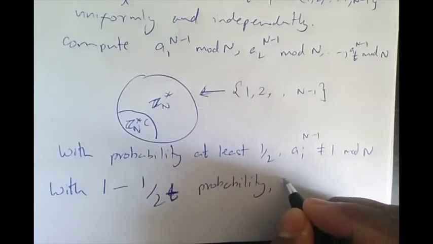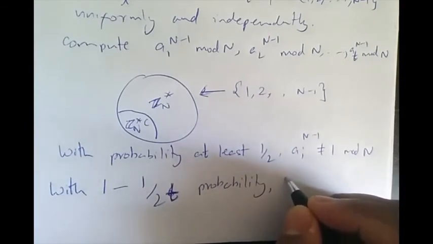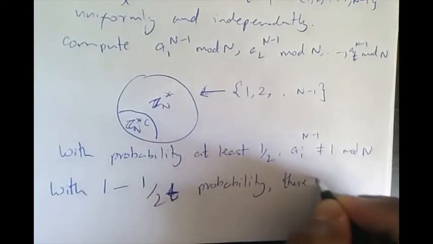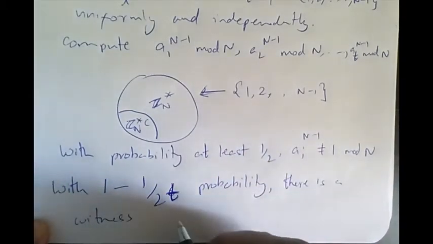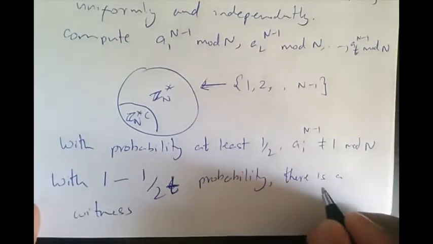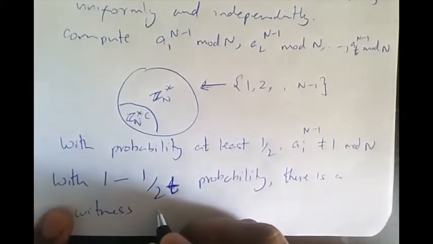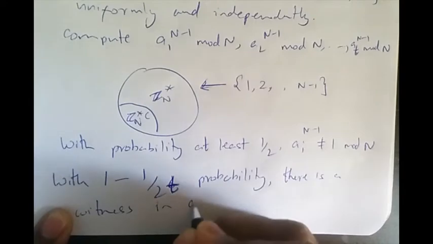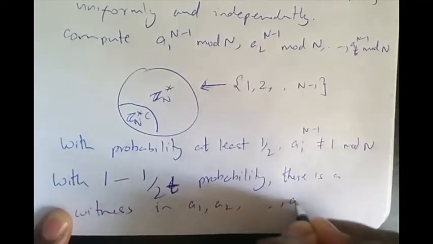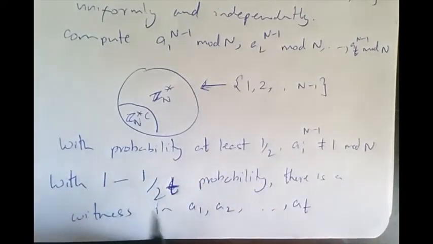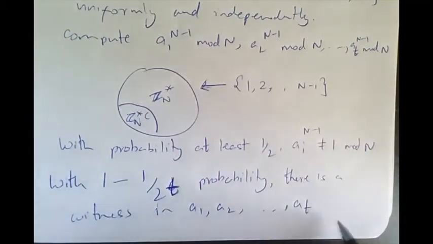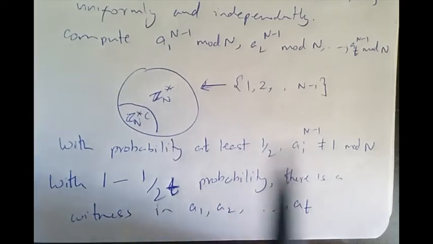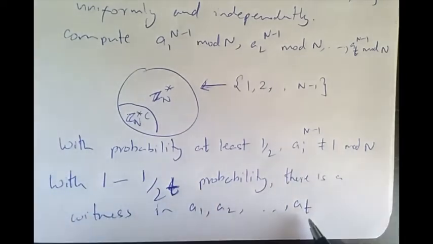There is a witness in a1, a2, up to at. So with this probability, one of these will give not equal to 1. So there is a witness in these t numbers with probability 1 minus 1 over 2 raised to t. One of these will be a witness, and you know that n is composite.